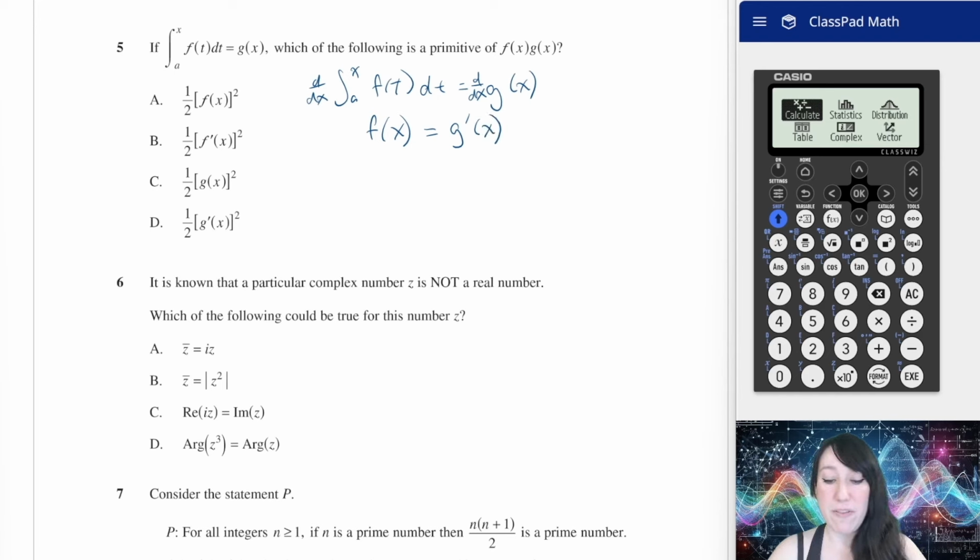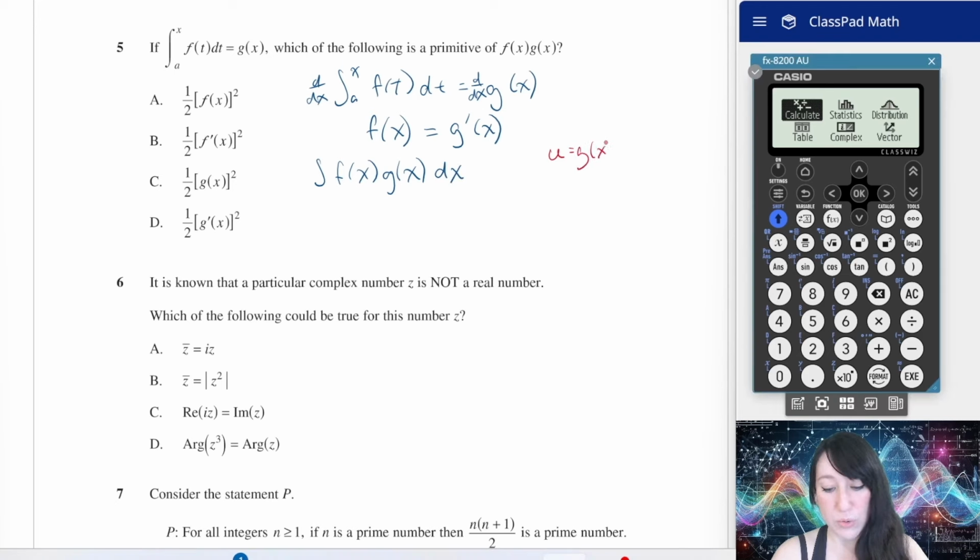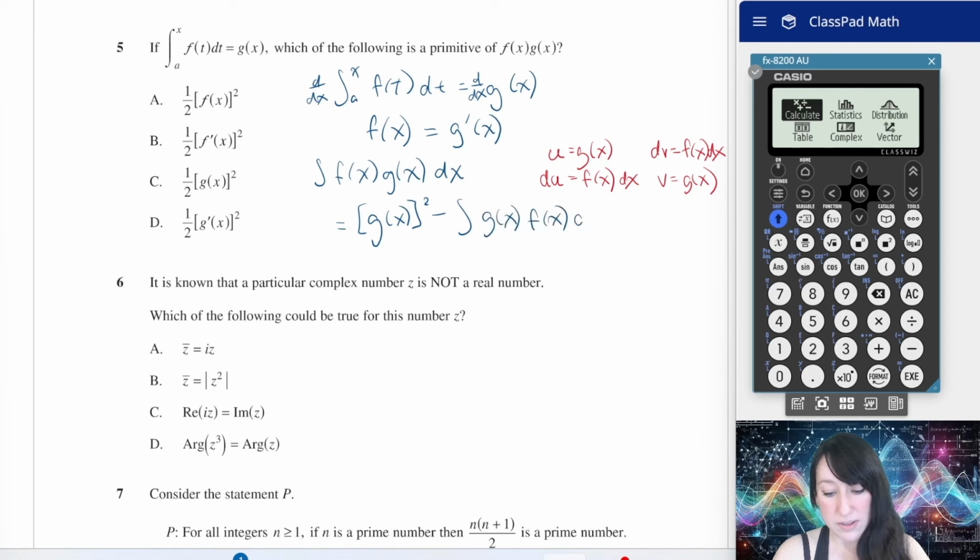Now, if we want to find the primitive of f of x times g of x, we would be looking at integration by parts. We'll make u g of x, since we now know the derivative of g of x is f of x. And so the primitive would be u times v, so g of x times itself, g of x squared, minus the integral of v du, which is g of x times f of x dx. So this is a typical result where we get the same integral after we do the integration by parts.